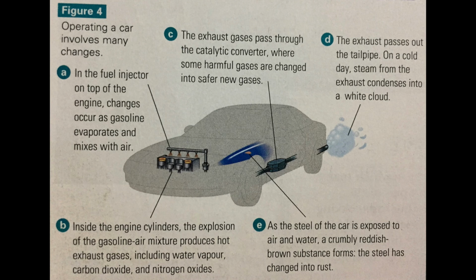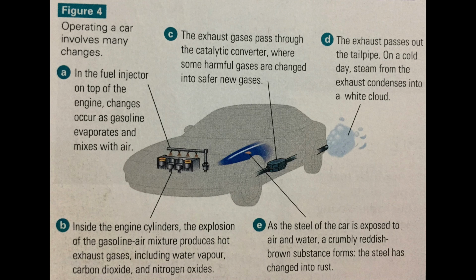A, in the fuel injector on top of the engine, changes occur as gasoline evaporates and mixes with air. B, inside the engine cylinders, the explosion of the gasoline-air mixture produces hot exhaust gases, including water vapor, carbon dioxide, and nitrogen oxides. C, the exhaust gases pass through the catalytic converter where some harmful gases are changed into safer new gases. D, the exhaust passes out the tailpipe.